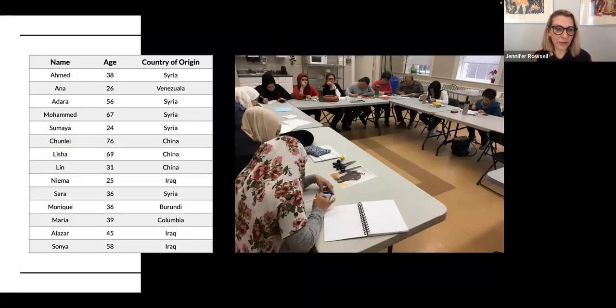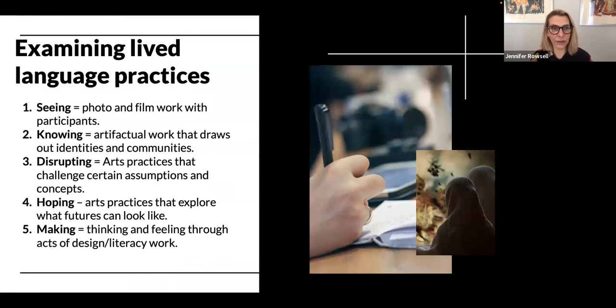These were the learners. These are all pseudonyms. So we had a few learners from Syria, Venezuela, China, Iraq, Burundi, Colombia. So they came from a lot of different places and a lot of different languages circulating.